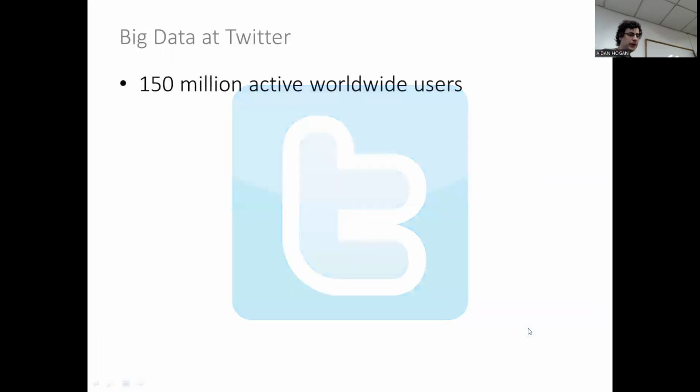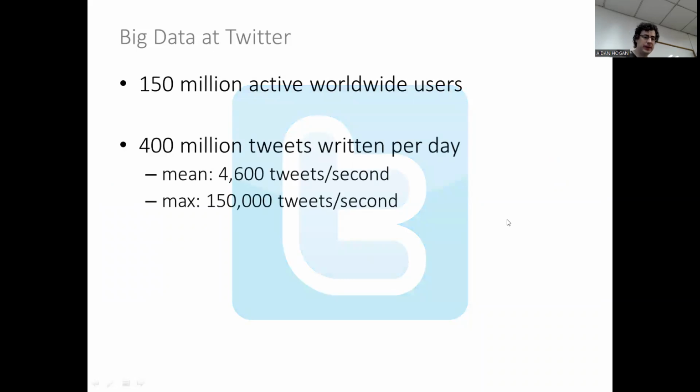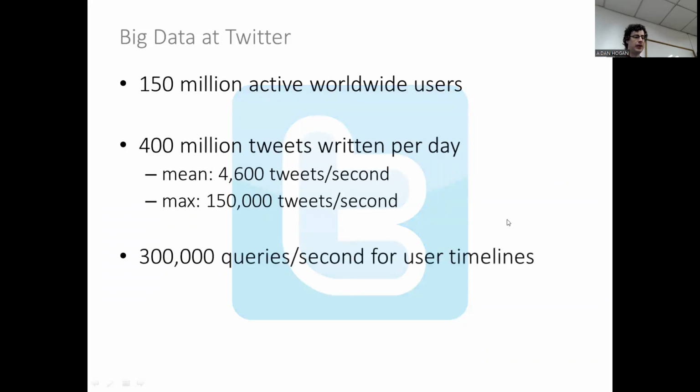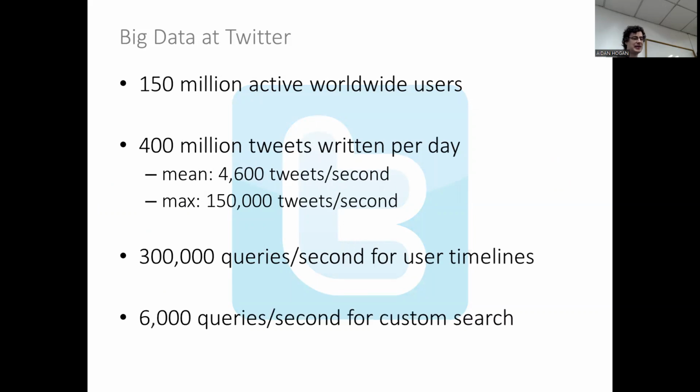So in Twitter, at this time, they had 150 million active worldwide users, 400 million tweets written per day, 300,000 queries per second for user timelines. It means lots of people pressing refresh on Twitter to see the latest tweets. 6,000 queries per second for custom search. Custom search being where you type a keyword search to look for, I don't know, I use Twitter for searching if there was really an earthquake or not. Like typing in temblor, terremoto, see what's going on, or if I'm just imagining it.